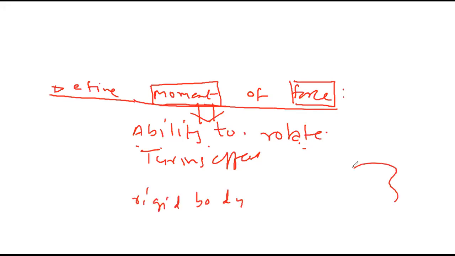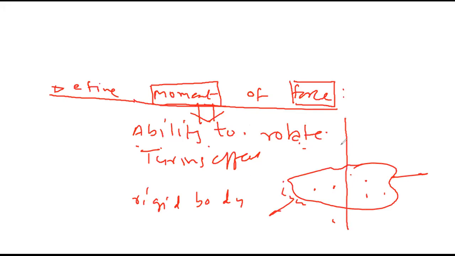A rigid body is a body where, when I apply a force, it does not change its shape or size. That means the distance between any two particles remains unchanged even after application of force. That body is called a rigid body. And the imaginary line on which it will rotate is called the axis of rotation. So explain moment of force. Generally they will ask this, or define. First I'm explaining, then I'm giving a definition.